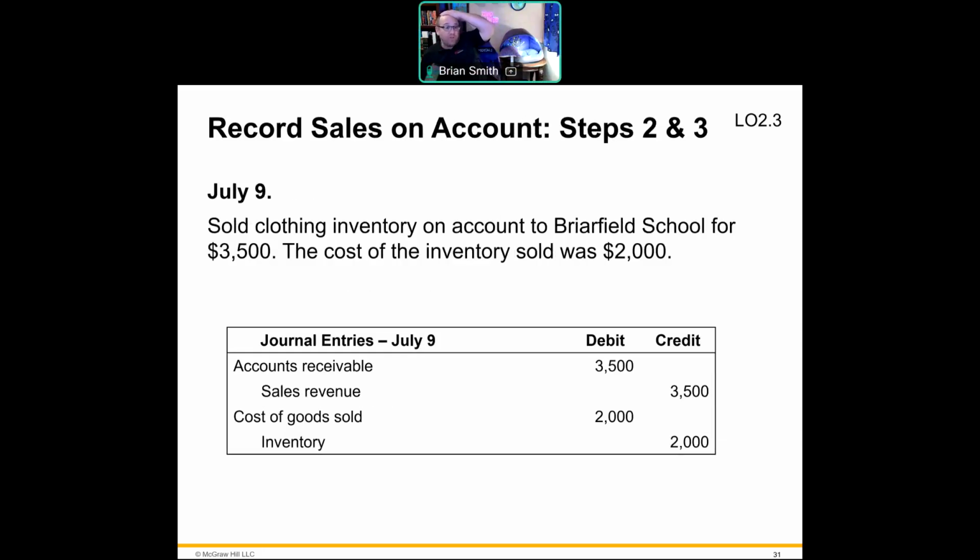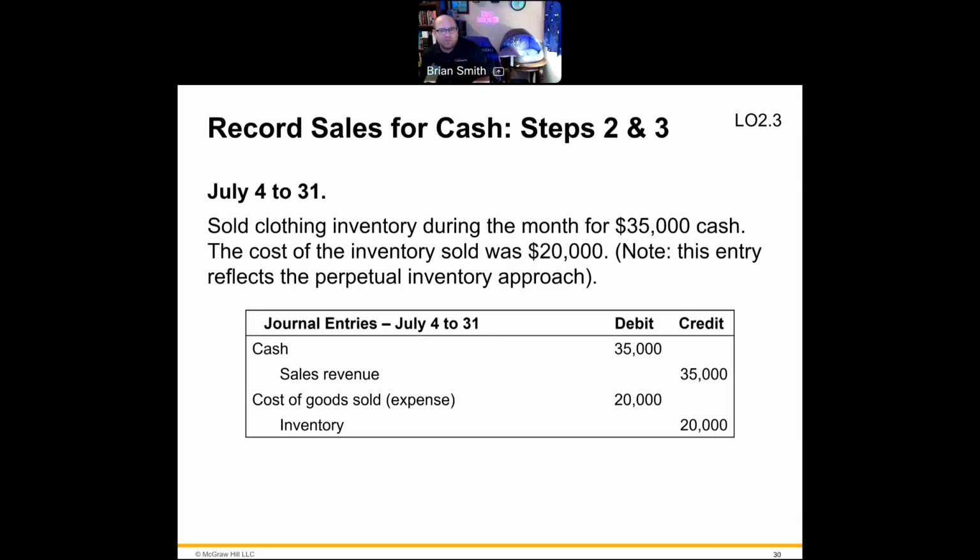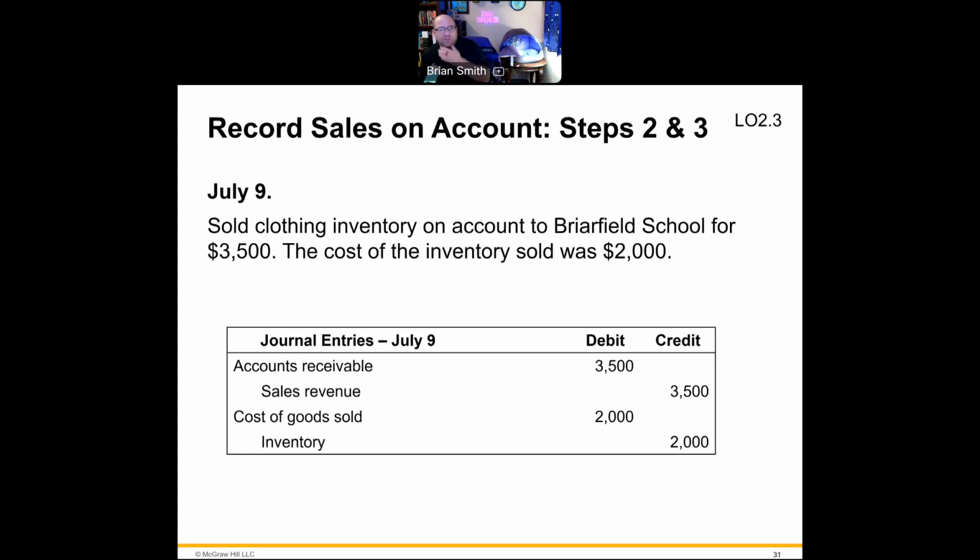Okay, here's the next one. We sold clothing inventory on account to Briarfield School. 3,500, cost was 2,000. Okay, I'm just curious. It's the same cost. So we've only bought one set of inventory, so that makes sense. Okay, so accounts receivable 3,500, sales revenue 3,500. You got the journal entries. I'm looking to see if the dynamic was the same because it looks like it doesn't tell us how much our profit is going to be. $15 for whatever we sell, looks like, is our profit margin. Sorry, I was just thinking that through.